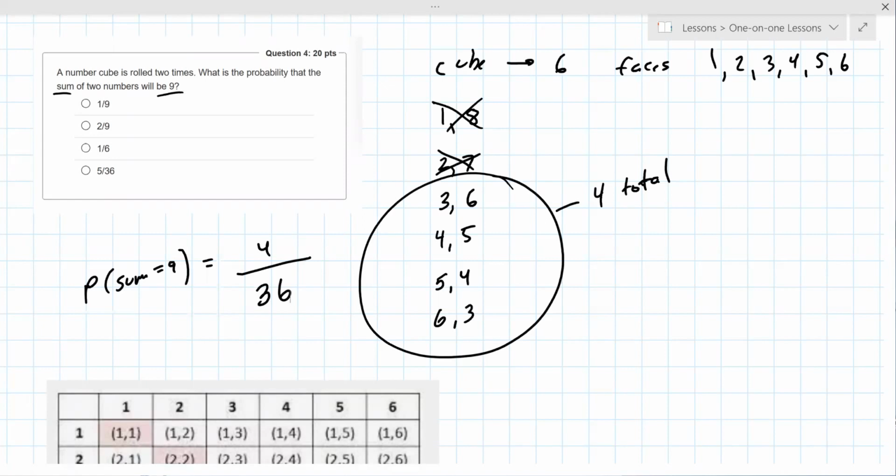But wait, wouldn't that be 1 in 9? Because this would reduce to 1 out of 9.